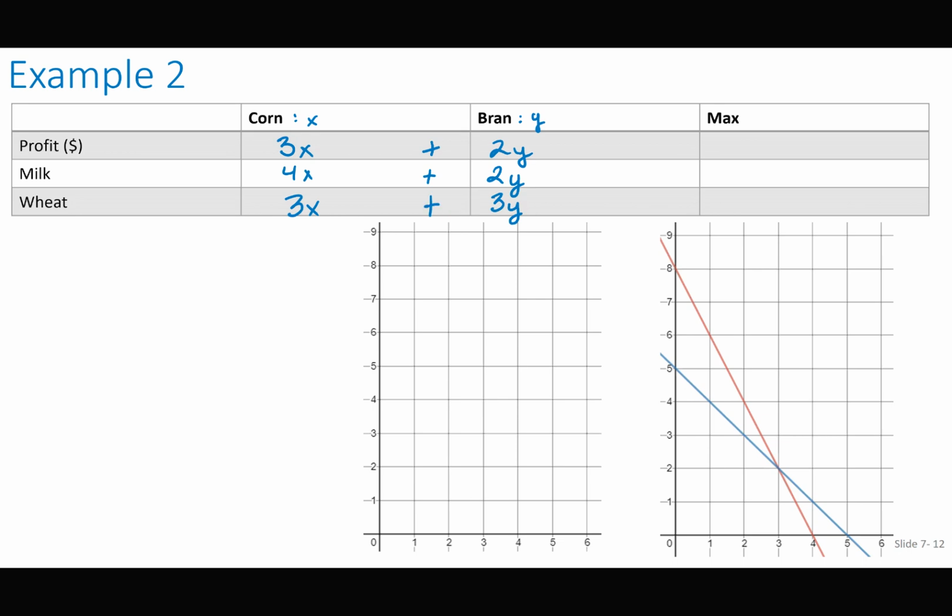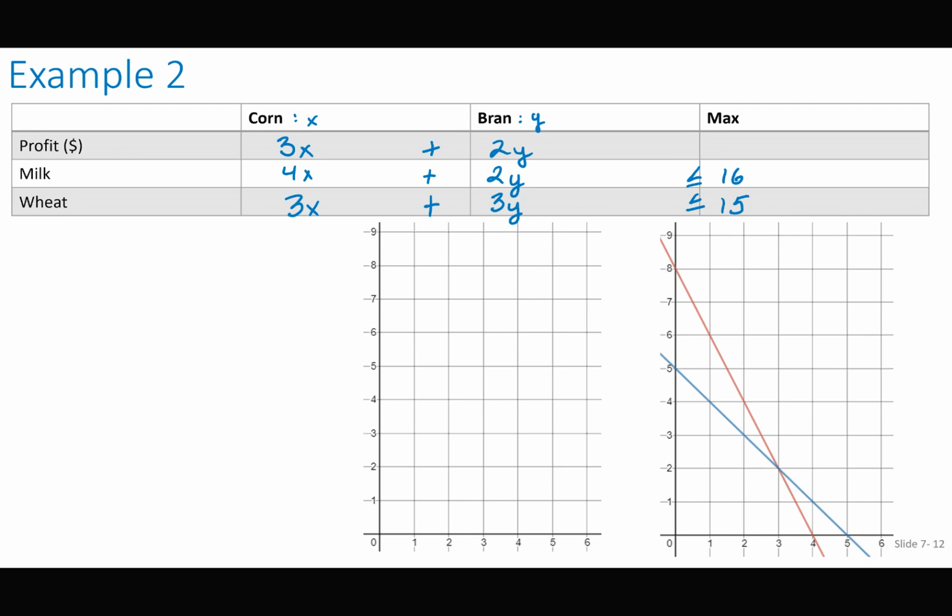But we do have maximums for milk and wheat, because it says a baker has 16 cups of milk, so that's the most he's going to have, and 15 cups of the wheat. And this is less than or equal to, less than or equal to. I can't go over what I already have.